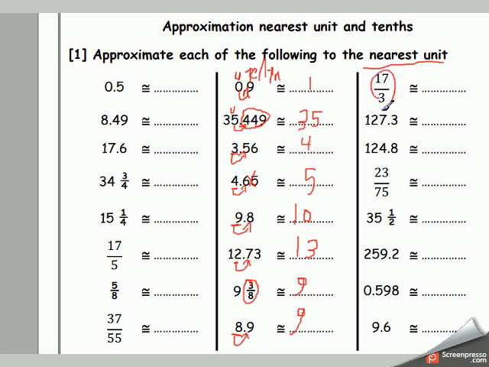Some of the students ask me about the answer of this. If I have this, is it proper or improper? This is improper because the numerator is greater than the denominator. When I find an improper fraction in approximation to the nearest unit, what steps can I do to solve this example? First, I should convert it to a mixed number. How can I convert it to a mixed number?